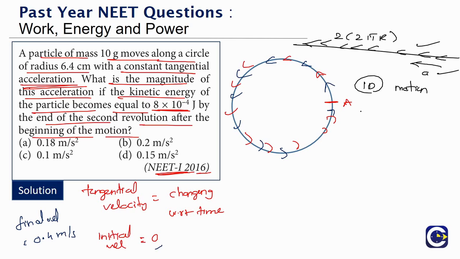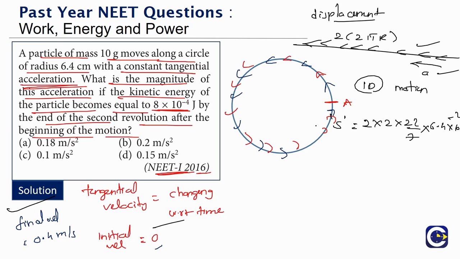We are supposed to find the acceleration. Initial velocity is 0. Final velocity is 0.4. Distance covered, which we can equate to the displacement, is 2 times 2 pi r. So displacement is 2 into 2 pi, that is 22 by 7, into r. r is 6.4 centimeters, means 6.4 into 10 power minus 2. So 2 into 2 is 4, 4 into 2 is 8, so 88 by 7 into 6.4 into 10 power minus 2.